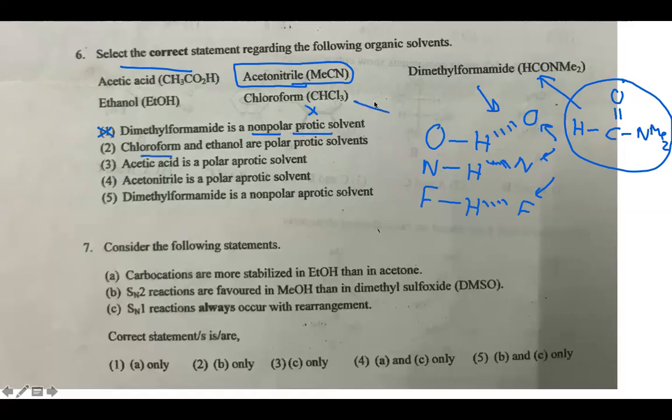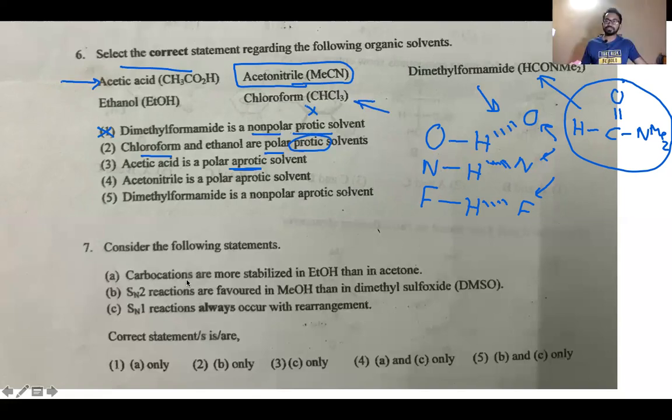Chloroform and ethanol are polar protic solvents. Chloroform, oh my god. Chloroform is not that much polar, but somehow it's not protic. It cannot form hydrogen bonds, so it's not our answer. So it's also wrong. Right, okay. Acetic acid is a polar aprotic solvent. Acetic acid, yes, polar, not aprotic, it's protic. You have to realize it's a protic solvent, because it can form hydrogen bonds. So that is how it is.